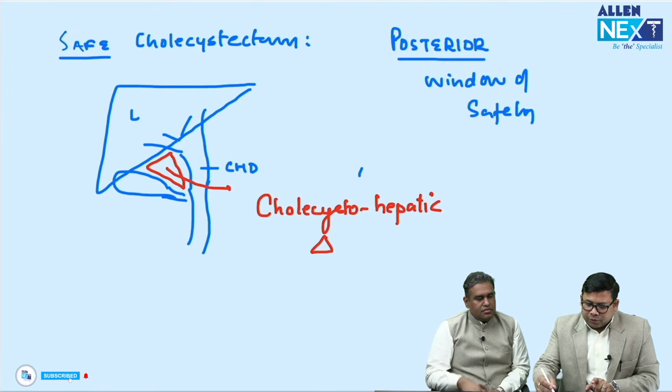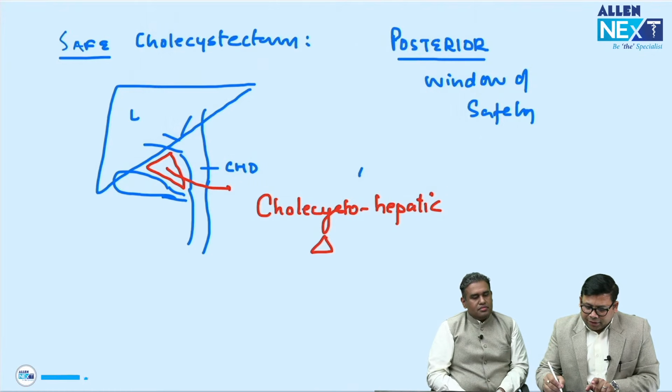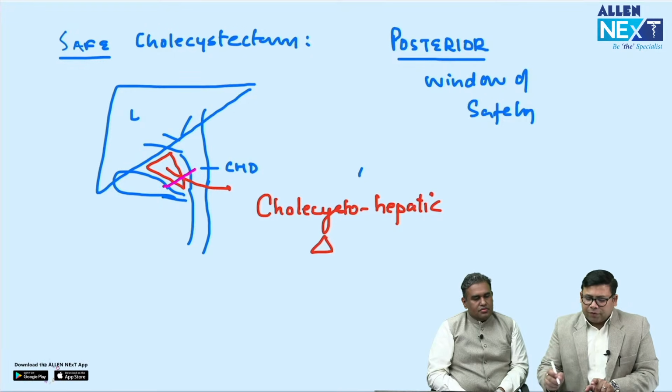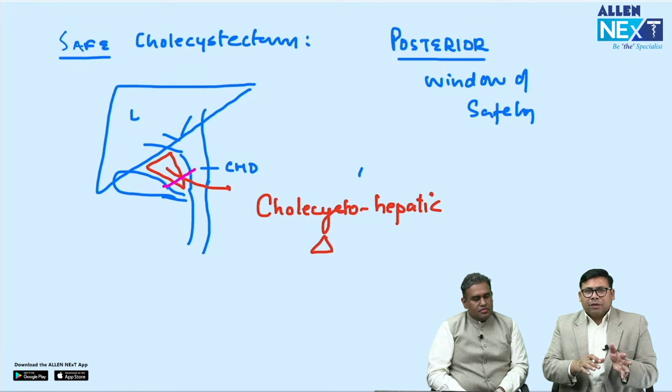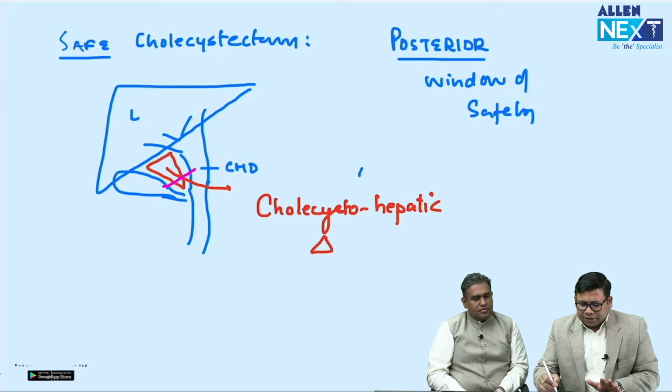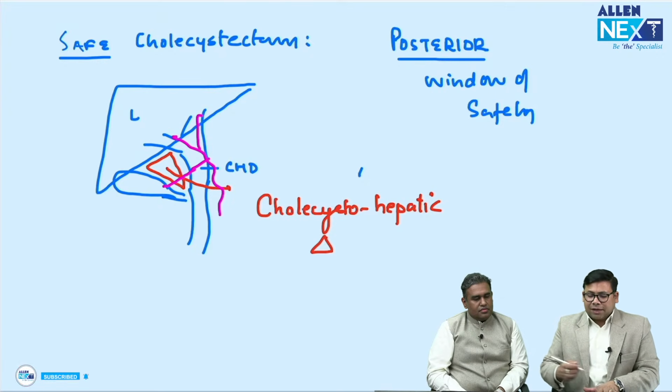What is Calot's here? You need to understand that there is the cystic artery coming from the hepatic artery. Are you getting it? There are a lot of variations to that, which we'll discuss separately. So suppose this is the right and the left trunk. This is how the cystic artery is there.